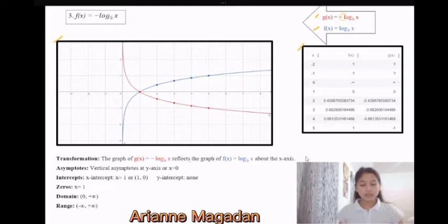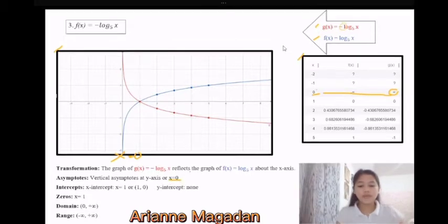For our asymptotes, let us look at our table of values. At x equals 0, our logarithm approaches positive infinity. Thus, it has a vertical asymptote at the y-axis, or x equals 0. Since we have the vertical asymptote at the y-axis, that means we don't have a y-intercept. And we can see it passes through our x-axis at 1. Therefore, our x-intercept is x equals 1, or the point (1, 0).